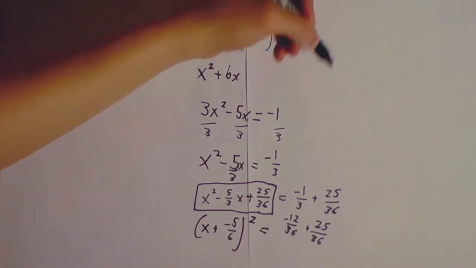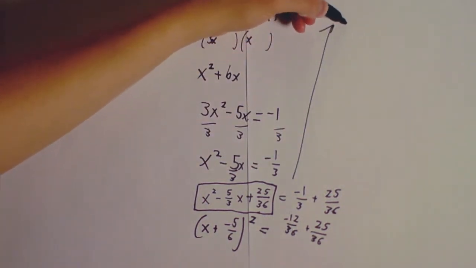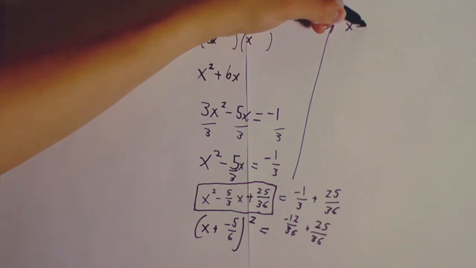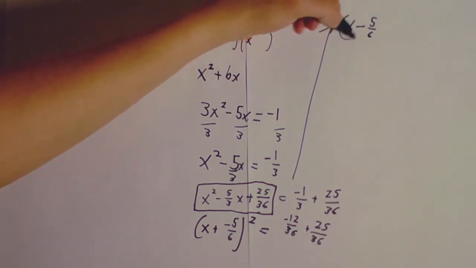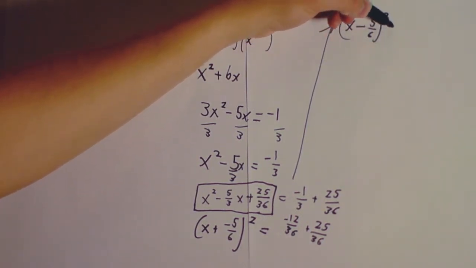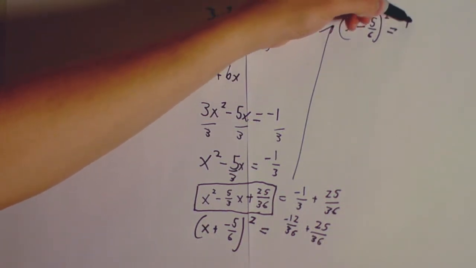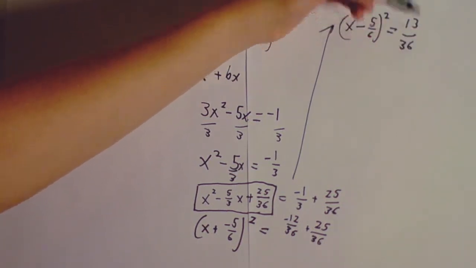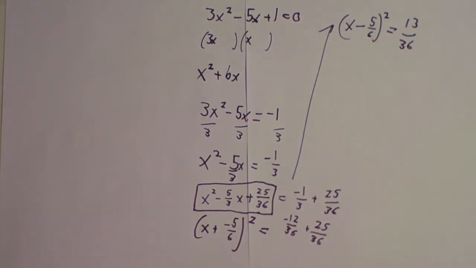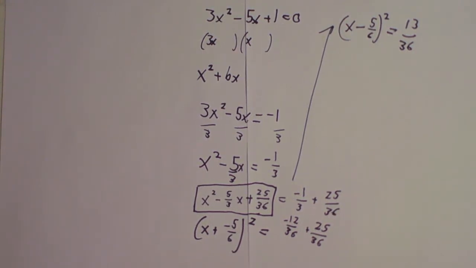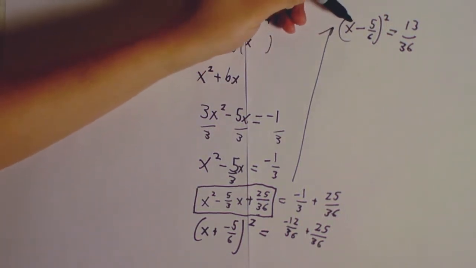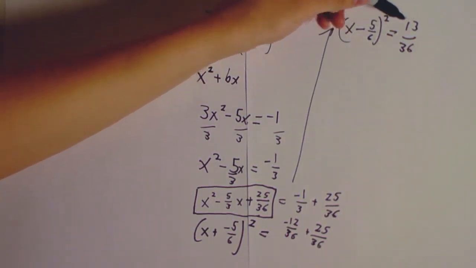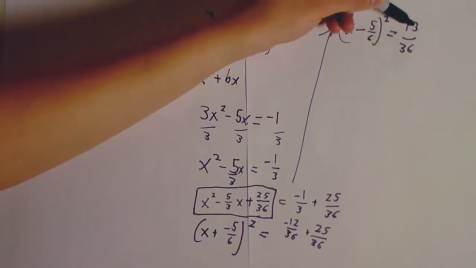So we've got, let me move this up here now, (x minus 5/6) squared is equal to 13 over 36. Now, what do you think we can do now? Well, we can take the square root of both sides, right? Remember, every number has two square roots, so if this number squared is this number, then this number must be either the positive or negative square root of this number.